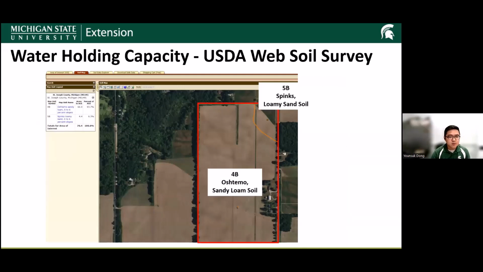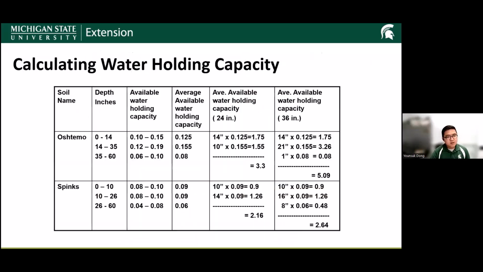Here's another example from one of our demonstration fields down in Southwest Michigan. So it looks like this field has mostly Astamo soil. But as you see in the upper right corner, it shows 5B, which is Spink soil. And Spink is classified as loamy sand. So loamy sand has a little more coarse texture, so it's going to hold less water than Astamo soil, which is sandy loam soil. So once you have the information, we can calculate the available water holding capacity.